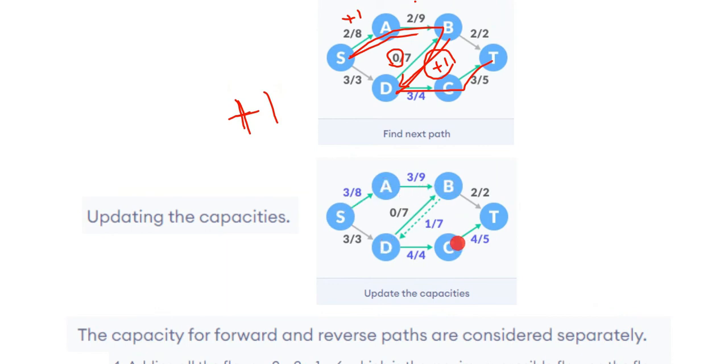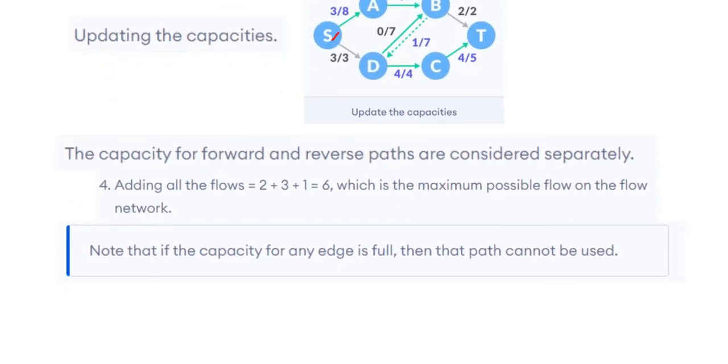Therefore, the updated path that we have taken among S, A, B, D, C, T is 3, 3, 1, 4 and 4. You can see we have updated the capacities, not the flow. First we have taken SABT, which is 2, and then we have taken SDCT, which is 3, and then we have taken one more, which is BDCT, which is 1. So we add all these, which is 6. Therefore, the maximum possible flow on the network will be 6.